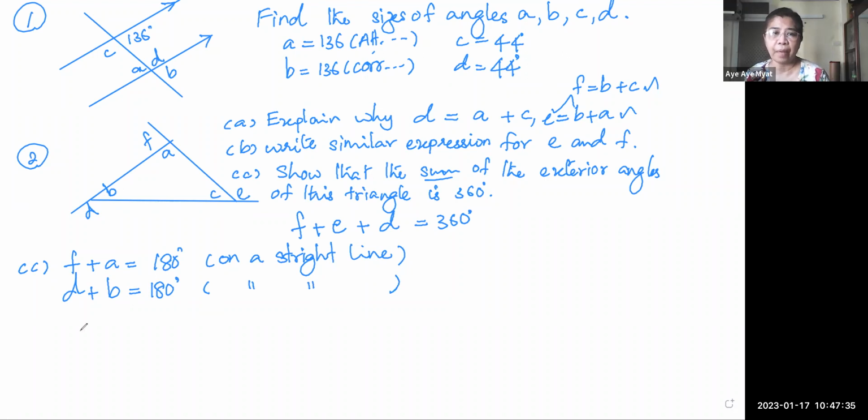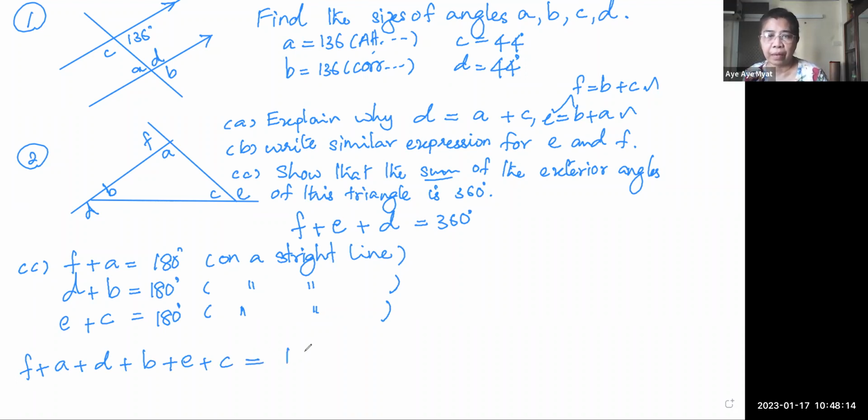Likewise, F plus E plus D, and E plus C, are on a straight line, so each is 180. Adding the left side, F plus A plus D plus B plus E plus C is equal to 540 degrees.